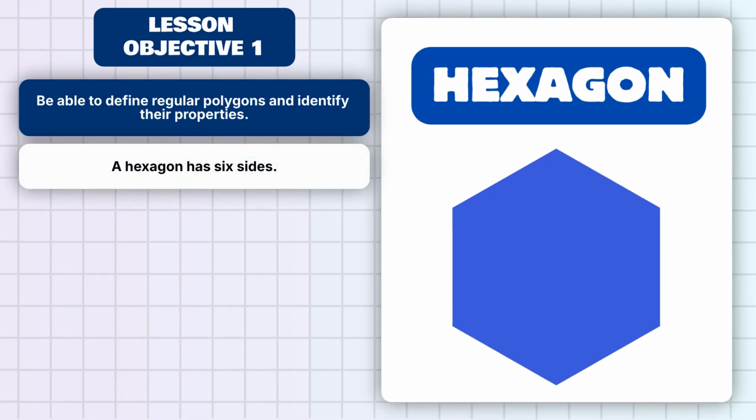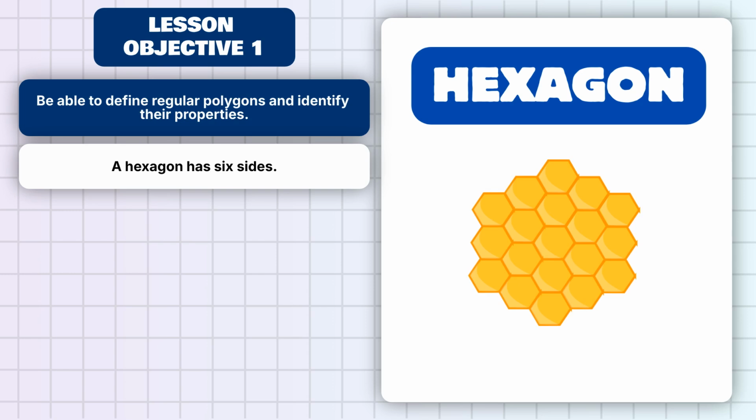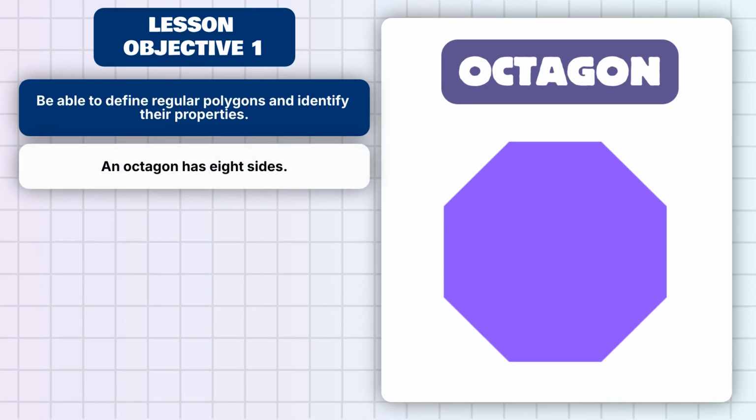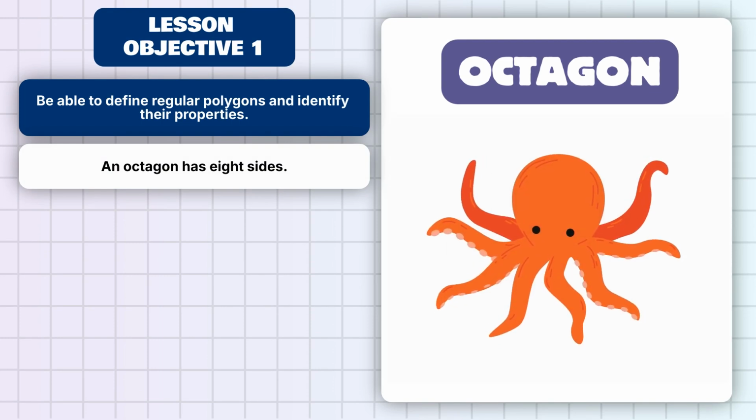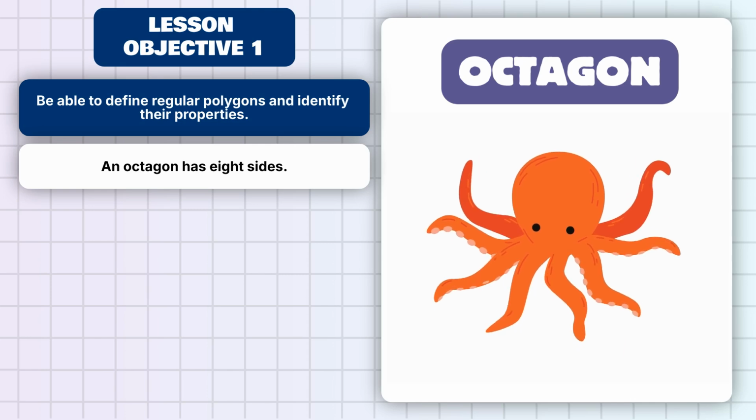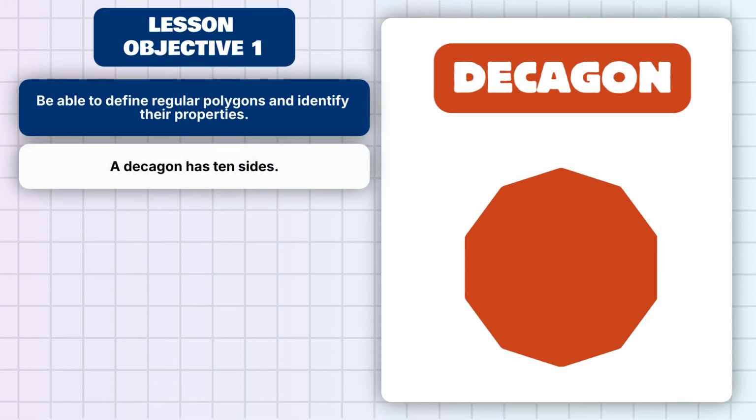Now let's move on to a 6-sided shape, the hexagon. To help visualize this, imagine a beehive cell. This is hexagonal. Now let's move on to an 8-sided shape, the octagon. To imagine this, we can think of an octopus which has 8 legs. Our final shape is a decagon. A decagon has 10 sides.